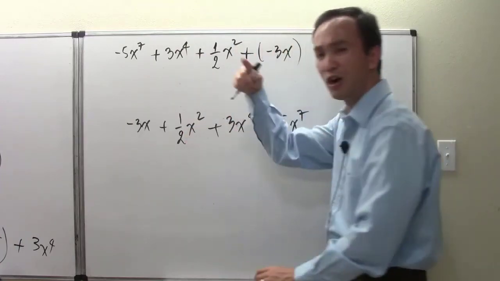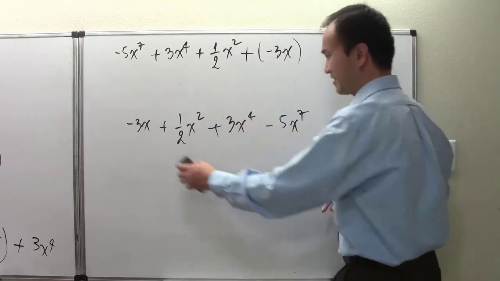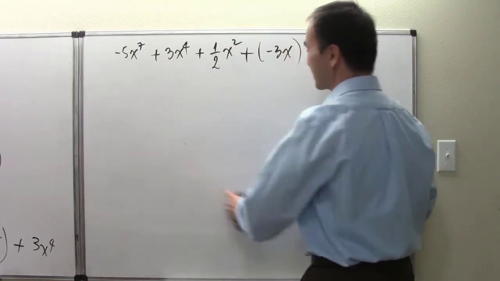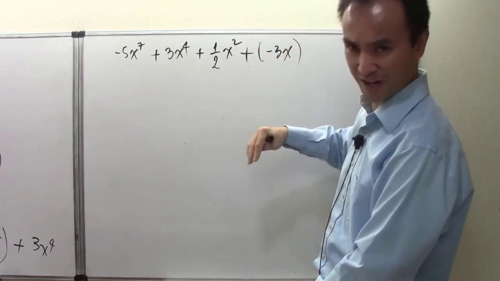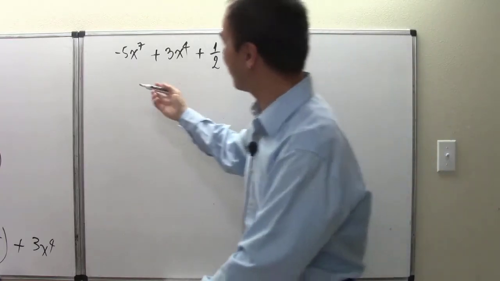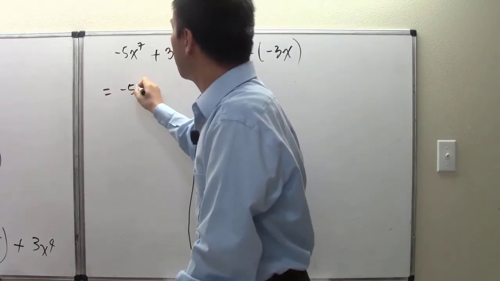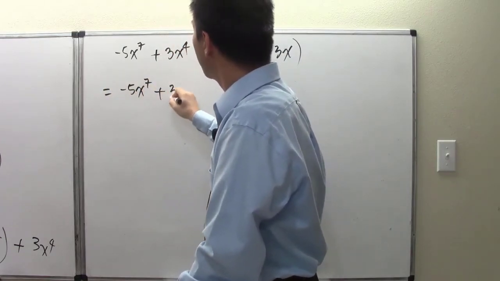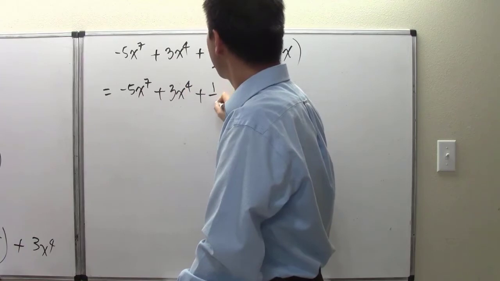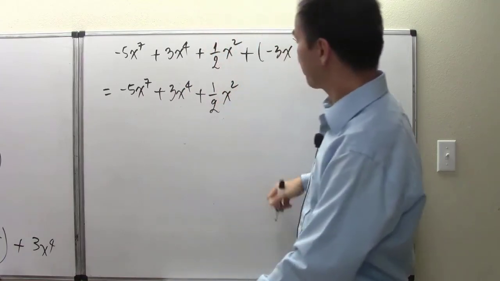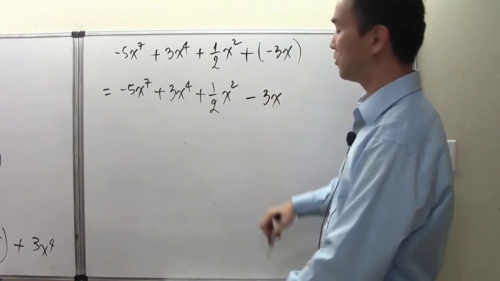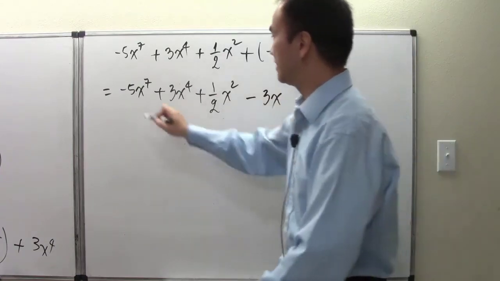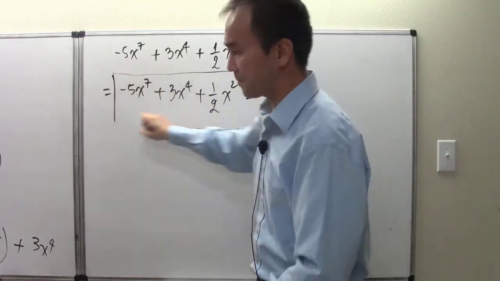I don't need to keep this here on the board, but know in the back of your mind that it's legal to do this. Now let me focus on the one I chose here. We can write it as minus 5x to the 7th plus 3x to the 4th plus 1/2 x squared minus 3x, and that's the final simplified form.